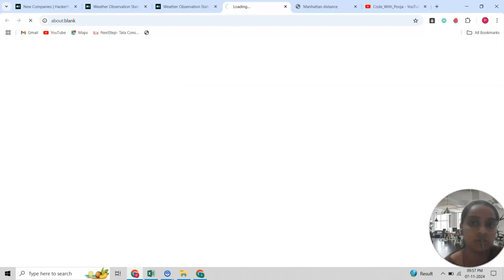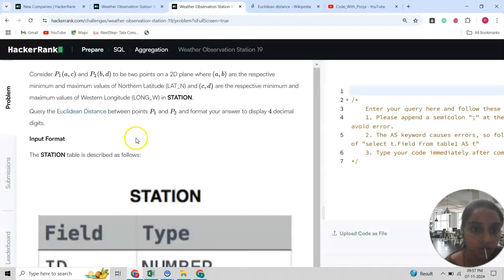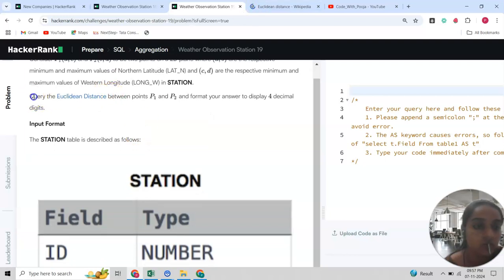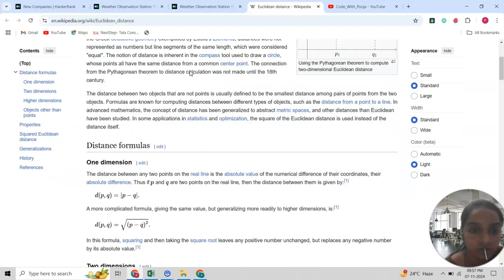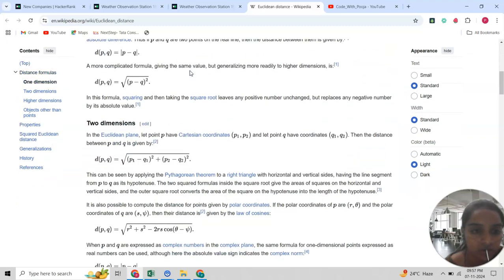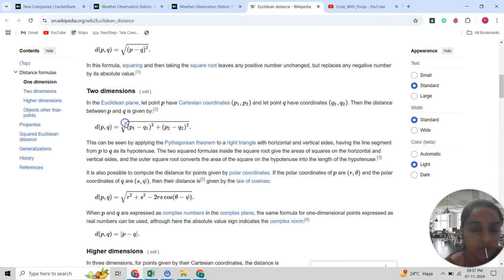Okay, so what is this? We have to find this first. Now continue reading: between the points P1 and P2, and round your answer to 4 decimals. So we have to use the round function here. Now what is the Euclidean distance? For 2 dimensions, it is the square root of the sum of squares.